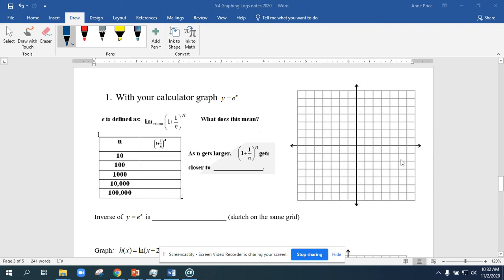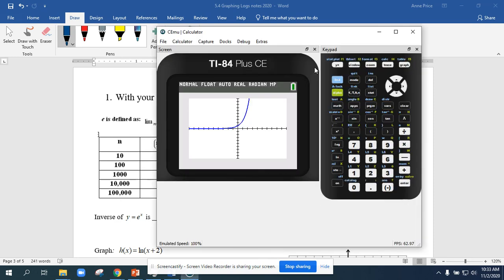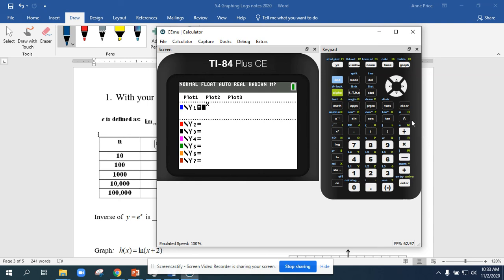Our last one, I don't want to spend too much time with it, but it's just exploring e to the x. Actually, e is defined as the limit as n approaches infinity of (1 plus 1 over n) to the n. What does that really mean? It means as n gets really, really large, as n approaches infinity, what happens to those outputs? So I'm just going to pop up the calculator and show you. Here's what e to the x looks like. So e is right here, over here under second divide.